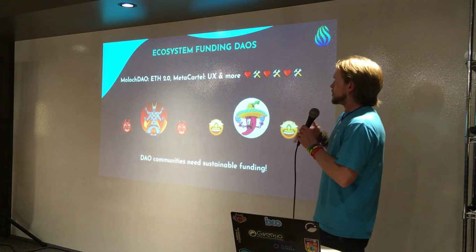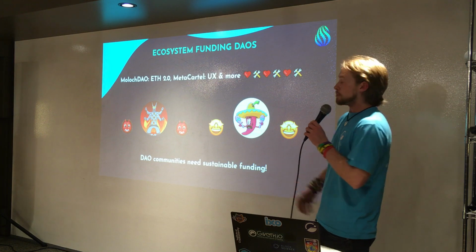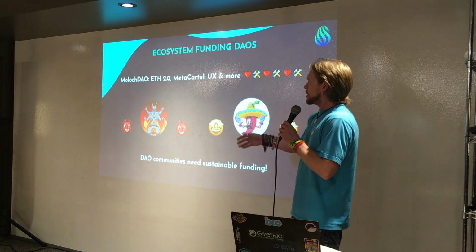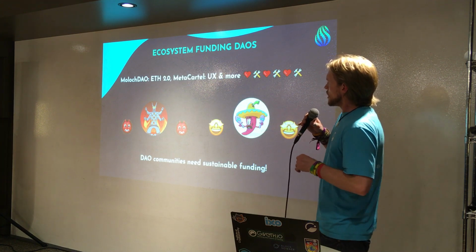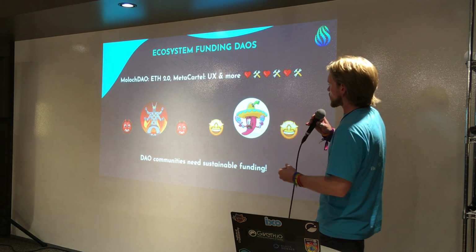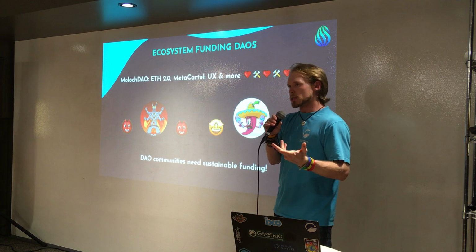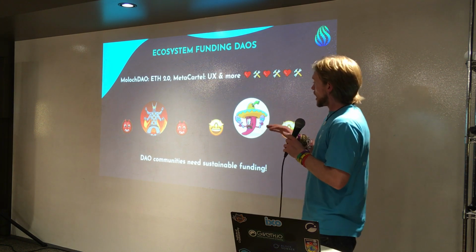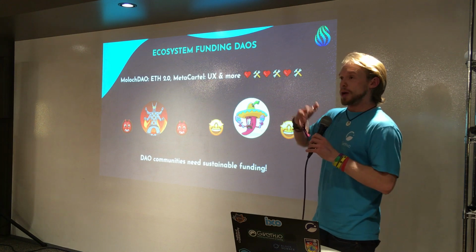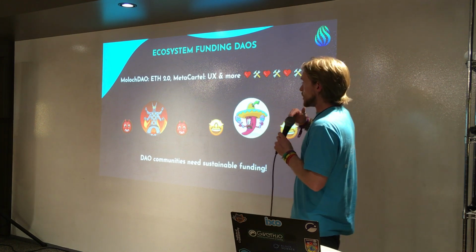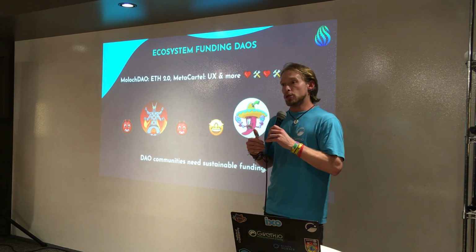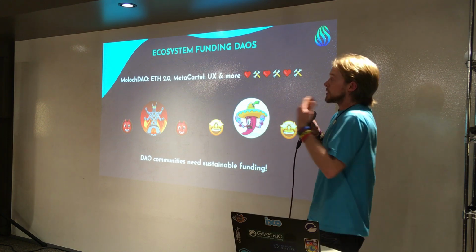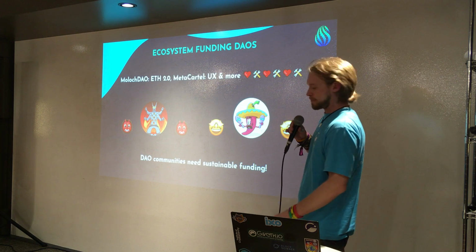So the question now is, how can we use this in the ecosystem of today? We have all these ecosystem funding DAOs. There's Moloch DAO, who's focusing on ETH 2.0. Metacartel is working on UX. We have art DAOs. We have open source DAOs. All sorts of different communities who are basically looking to allocate funding. And we see the augmented bonding curve as a solution for all of these communities to get them sustainable funding to continue doing the great work that they're doing.